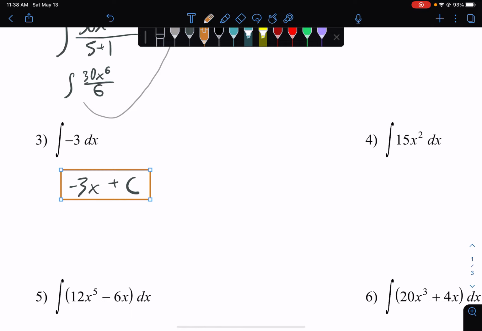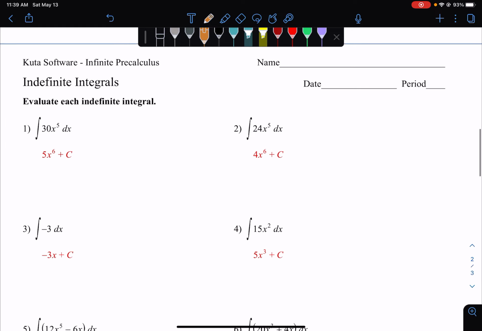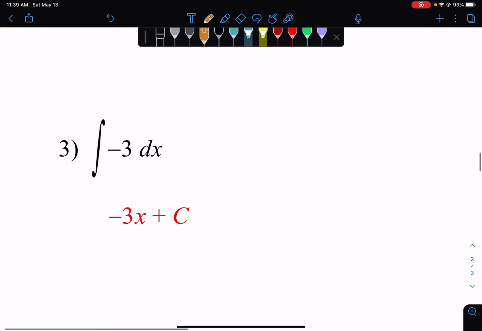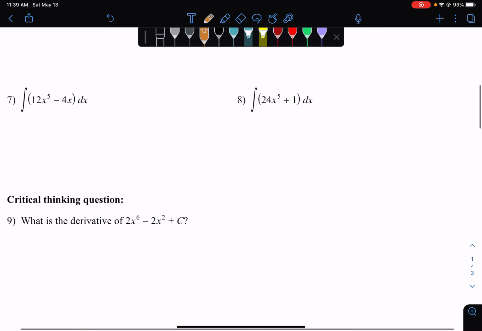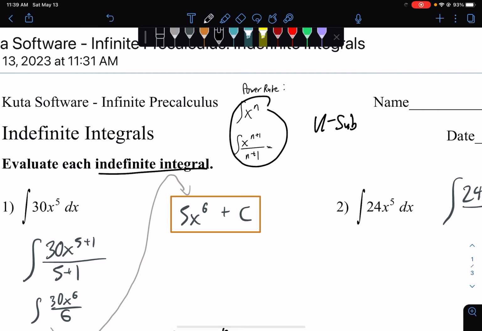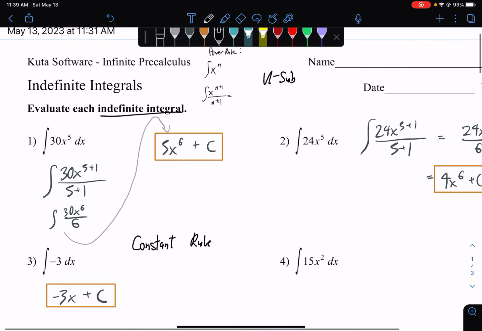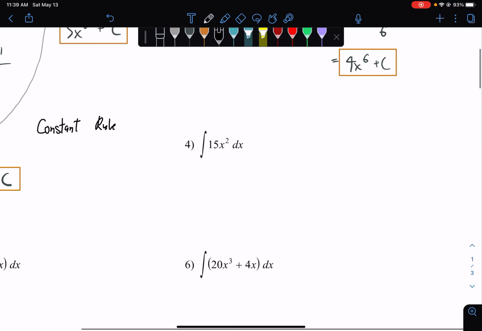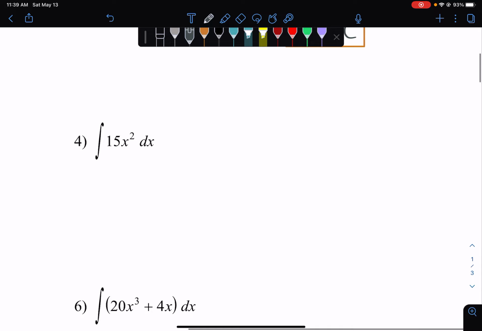Let's double check with the answer key below. As you can see here, it's exactly the same: negative 3x plus c. I think I remember now what this is called. I think it's called the constant rule. But I don't know how to express it in this kind of form like the power rule a while ago. But the idea is easy.